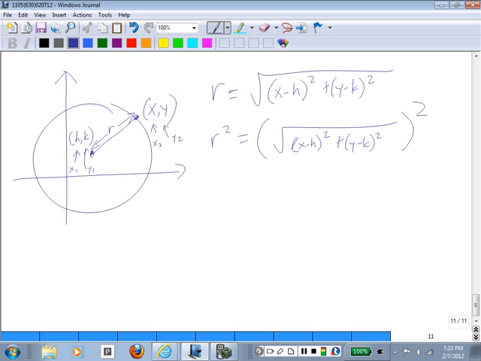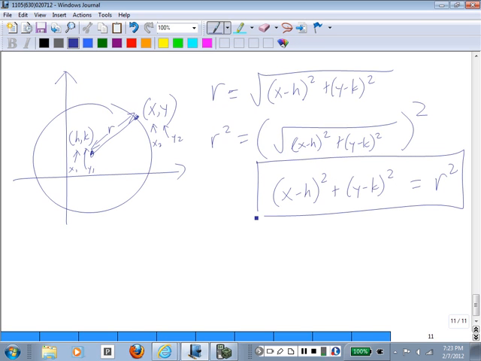Two things happen here. We lose the radical sign, we lose the exponent. So we have x minus h quantity squared plus y minus k quantity squared. But typically when you see the standard form of the equation of a circle, the r squared shows up on the right. So I'm going to scoot it from the left over to the right, and that's what we have.